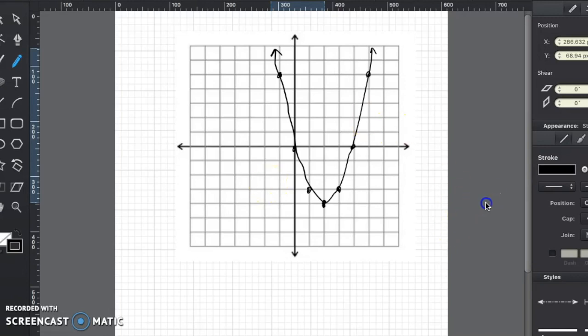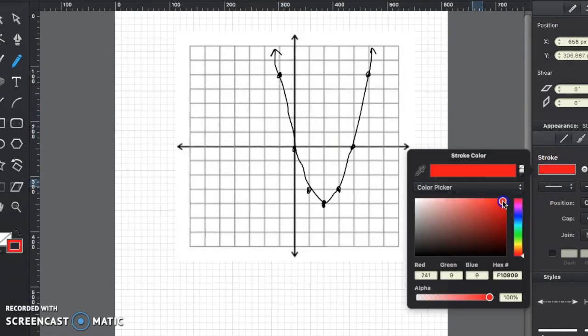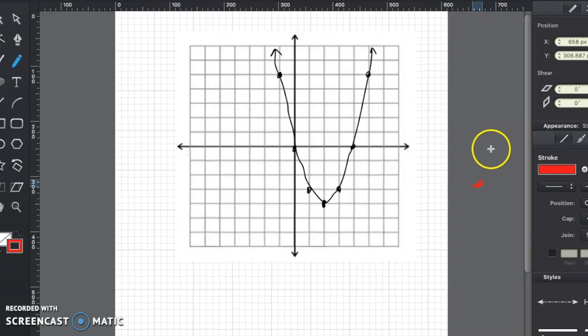So let's get ourselves a different color. Let's talk about increasing first. No, let's talk about decreasing. All right, so usually with these guys, we start from left to right, right? So this portion is decreasing, right? If I'm on the graph, I am decreasing in my y values.